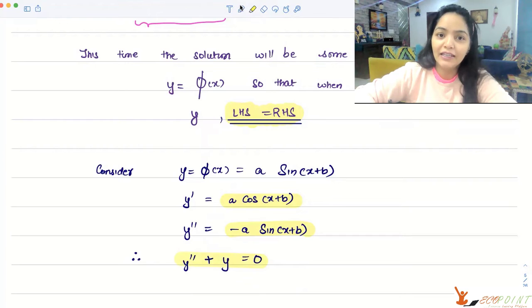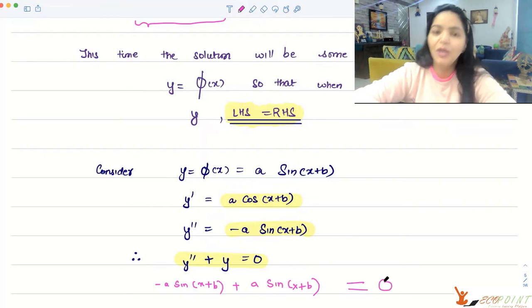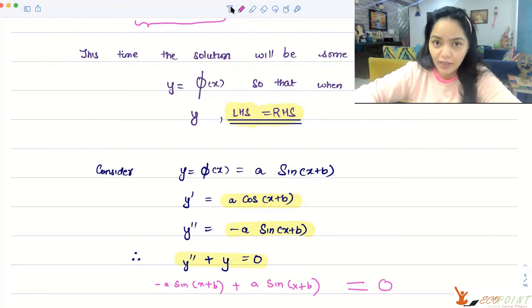Because I have minus a sine of x plus b plus a sine of x plus b, and that cancels off, and indeed, it is equal to 0. So this gives you a general solution to this differential equation. Now, why general? Because a and b, I took two constants here. They did not have a specific value. So that means I have taken a general function here. So it's a general solution, okay?